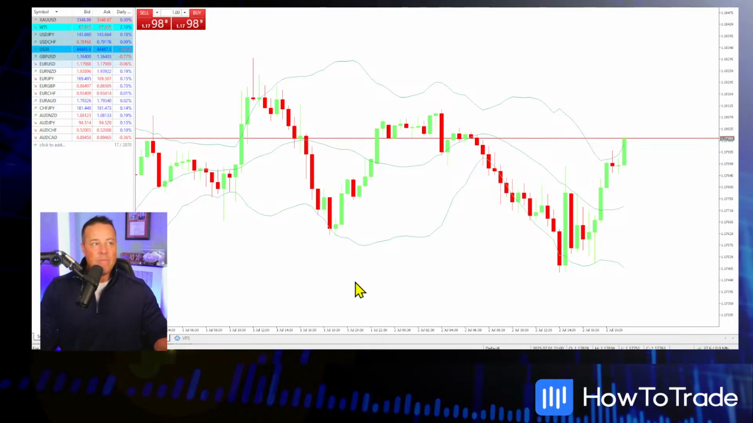Okay. Now, I'm going to go ahead and transfer back to TradingView just because I can work it a little bit better and show you exactly the concepts we need to understand before we place one of these trades.